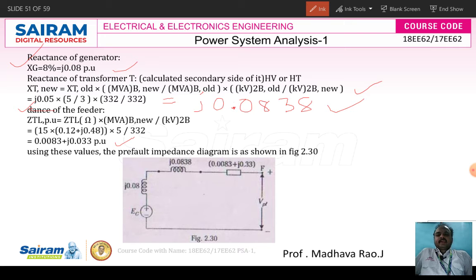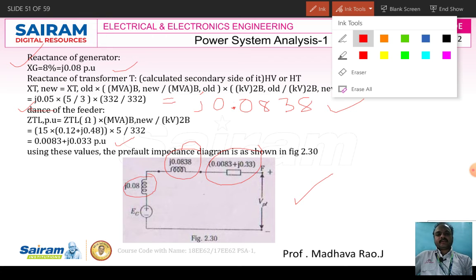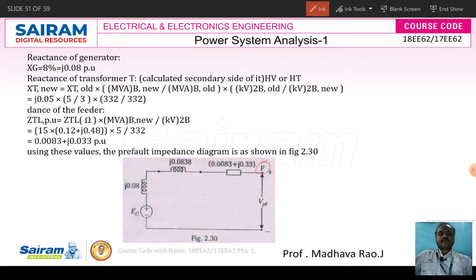Using these values, we draw the pre-fault impedance diagram. Here there is only one generator, in series with the transformer and the transmission line, that is the feeder. The reactance of the generator is j0.08, then the transformer, and then the feeder. Now we have to find the fault current at point F.